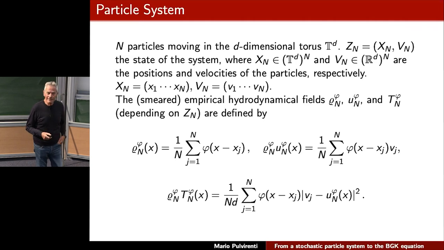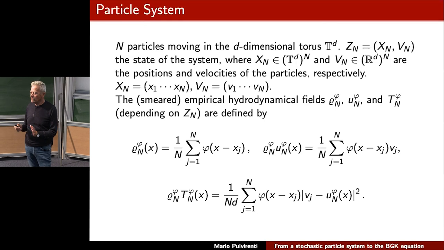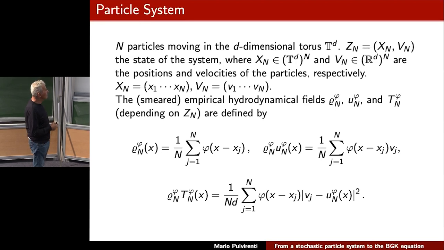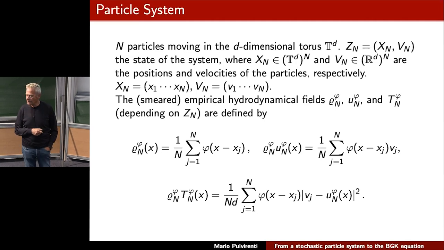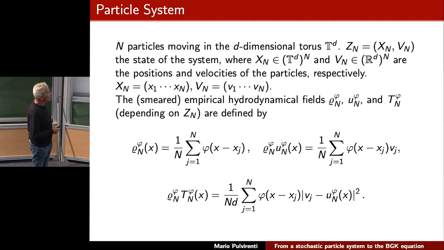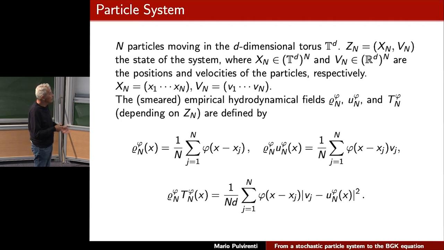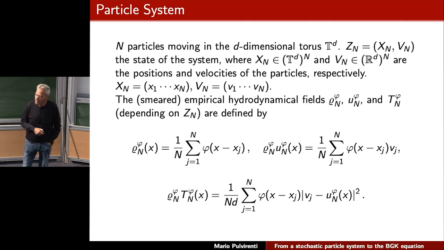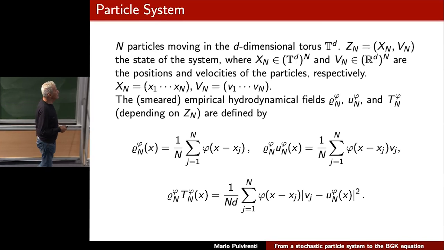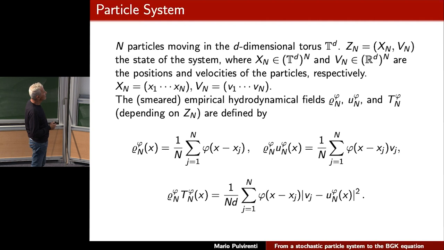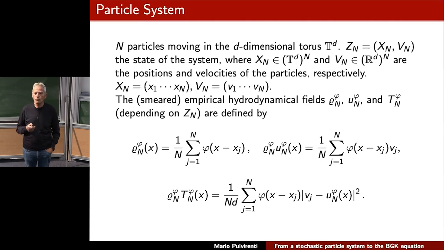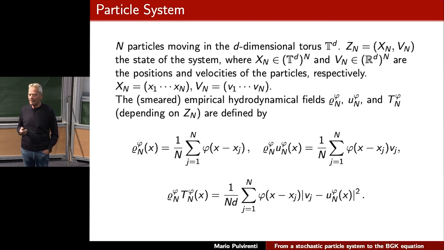For instance, you can think that phi is the characteristic function of a ball of a given radius. So here, rho_n^phi of x is the fraction of particles falling in that ball around x. Rho u is the momentum of this set of particles around the point x. And for the temperature, you have exactly the same formula. Since all these quantities depend on the configuration Z_n, I write symbolically the index n. When you see the index n, this refers to empirical quantities. Empirical quantities are the quantities constructed through an explicit configuration.